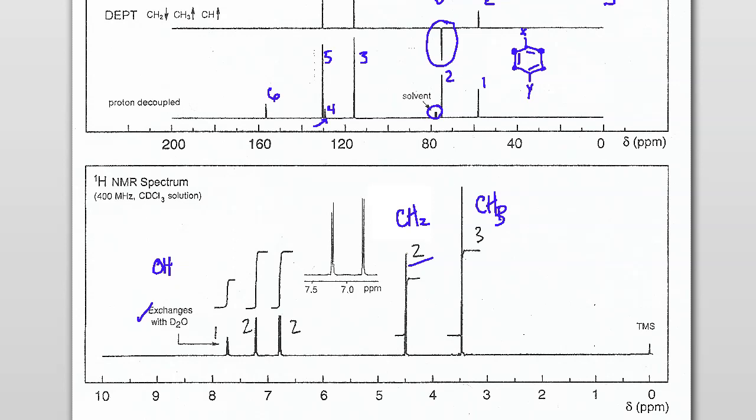So we know we have an aromatic ring. All right, so we'll draw the aromatic ring out, and we also know that based on everything we've seen, the aromatic ring is going to be di-substituted in a para pattern.